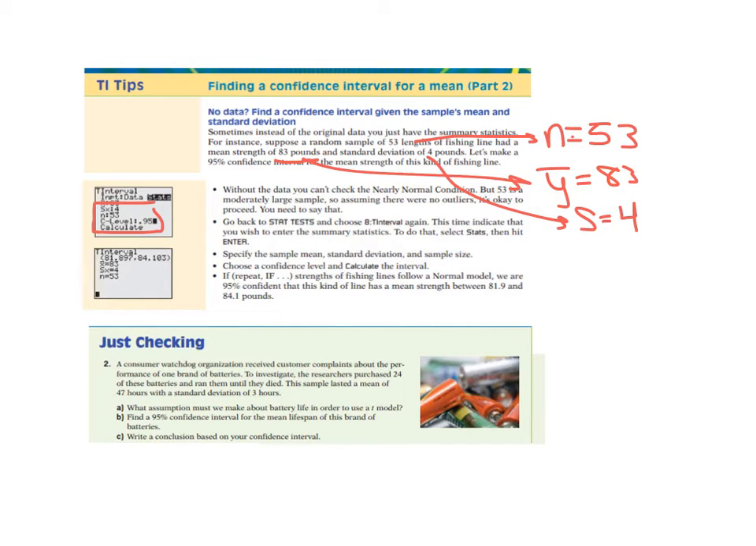So if you forgot where to go, it's the same button as the last problem, but you would just go to stat tests, number 8, which is T interval, but make sure you're toggled over to stats instead. Once you're entering all that information, again, they give you your interval for you. So you don't have to do a whole lot, which is kind of nice.